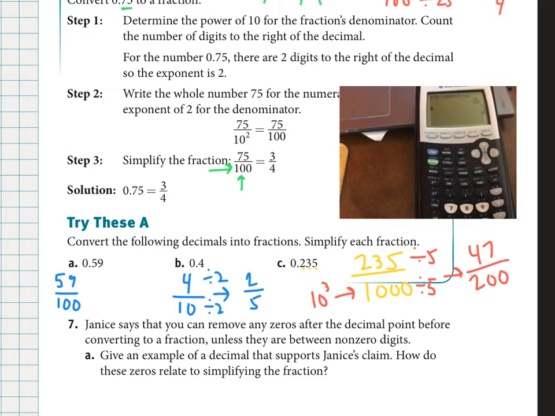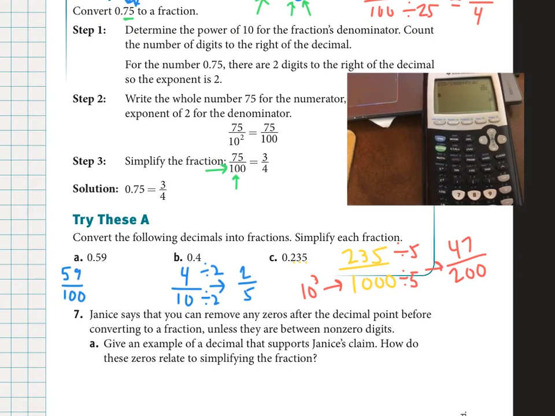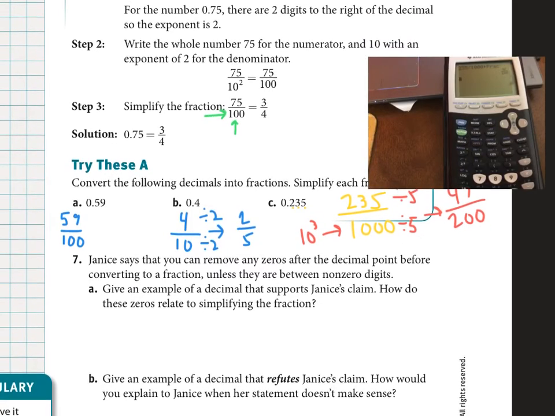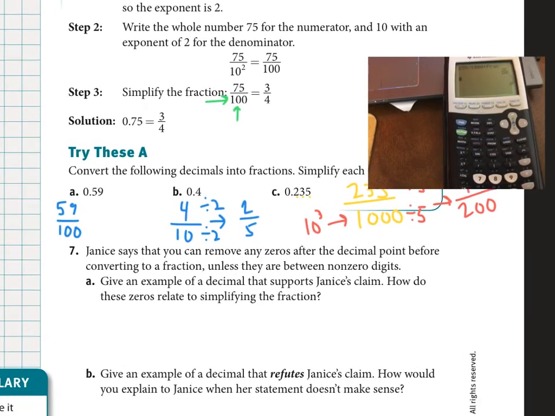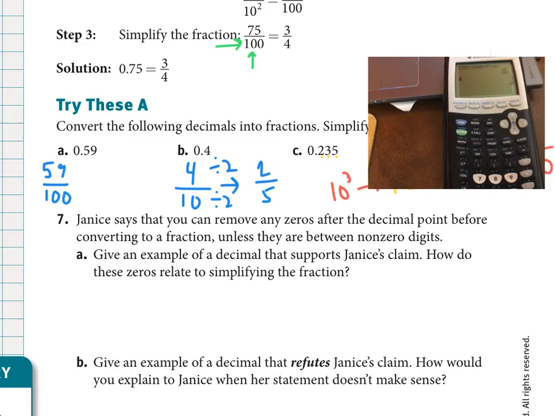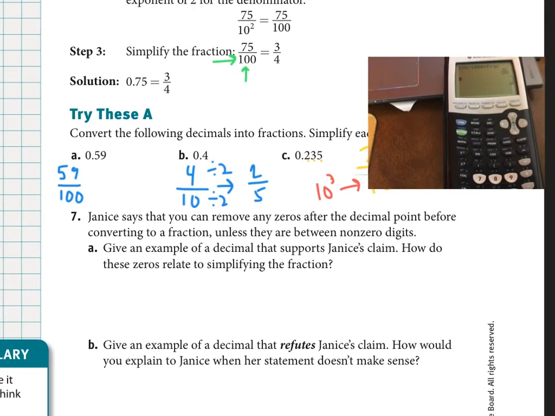All right, then let's see what we got going on. Janice, I guess we haven't met Janice before. Sometimes they repeat some of these characters in here. But Janice has said that you can remove any zeros after the decimal point before converting to a fraction, unless they are between non-zero digits. So can we give an example that supports Janice's claim?